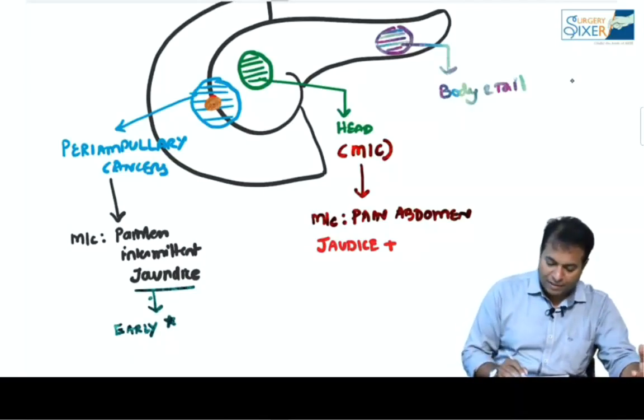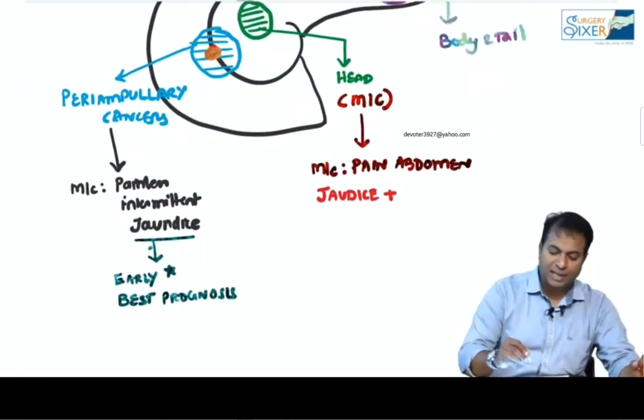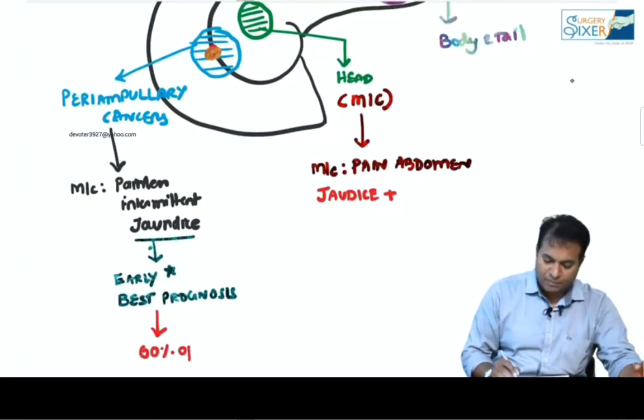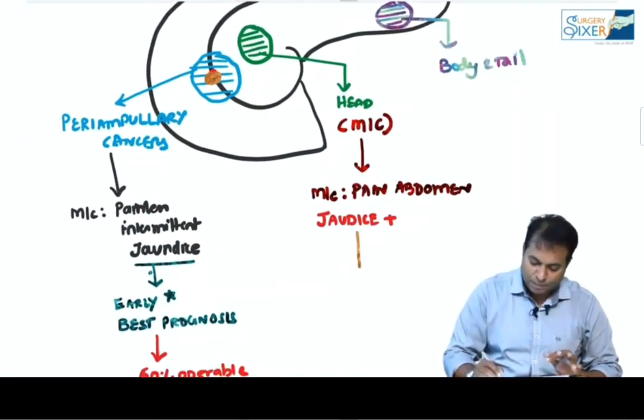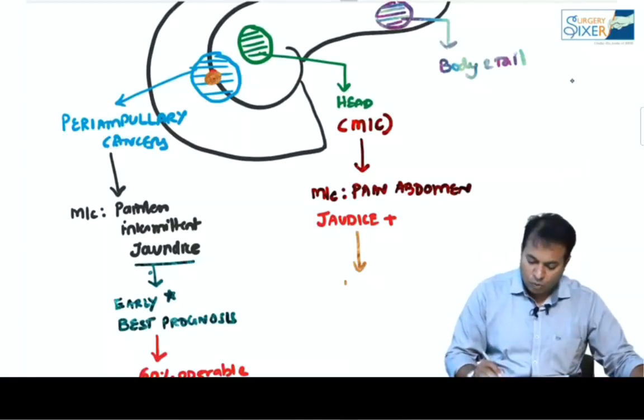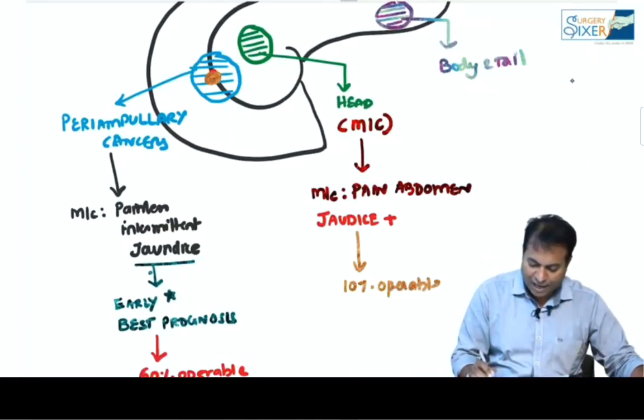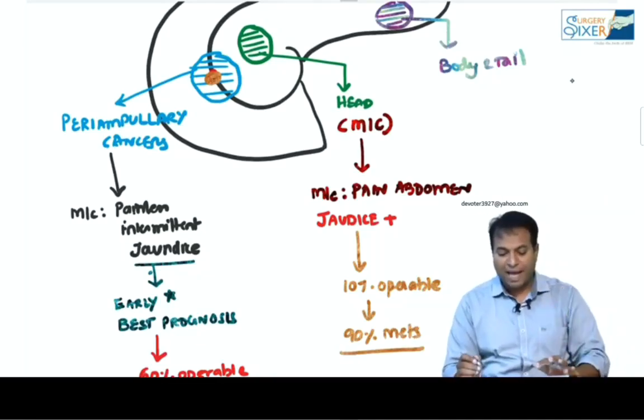Therefore, they have the best prognosis among the three. Periampullary cancer has the best prognosis because 60% of them are operable at the time of presentation. But with head of pancreas cancer, by the time patients come to the hospital, only 10% are operable. 90% will have metastasis and are inoperable. Please don't forget that.